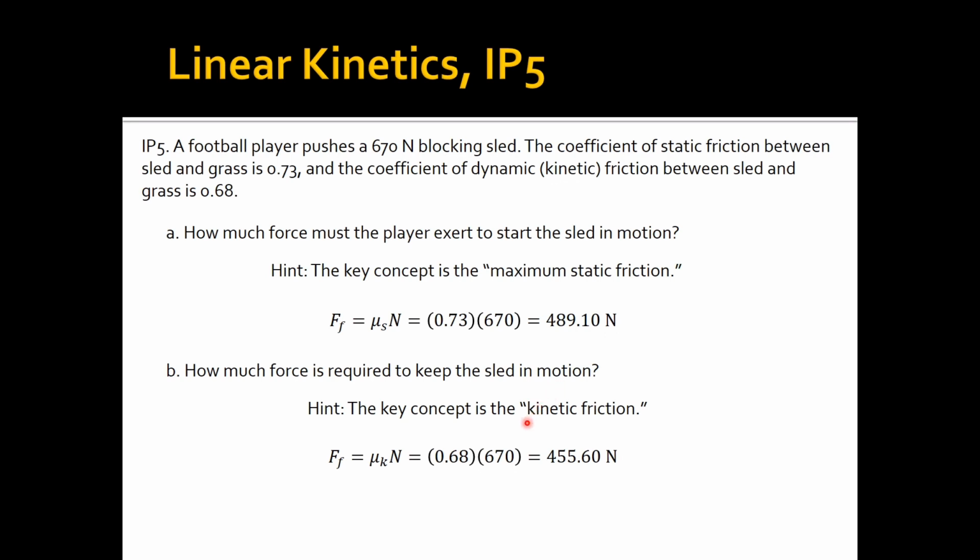And then for B, to calculate the kinetic friction, this time we need to use the dynamic friction coefficient instead of the static friction coefficient, because we need to calculate the kinetic or dynamic friction. The normal reaction force remains the same, the weight of this sled. Simply multiply these two, and then you will get the kinetic friction value here. Let's compare these values. The maximum static friction value is larger than the kinetic.